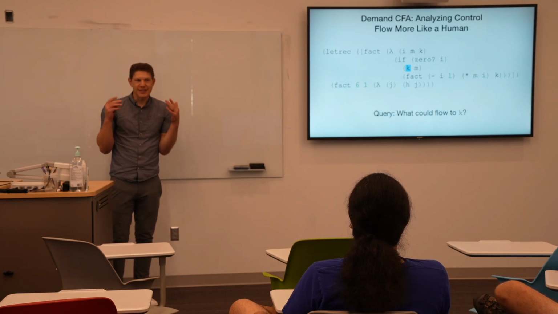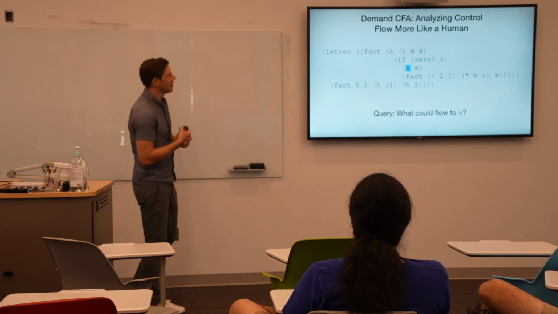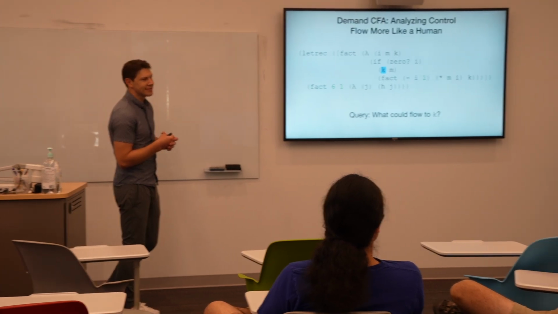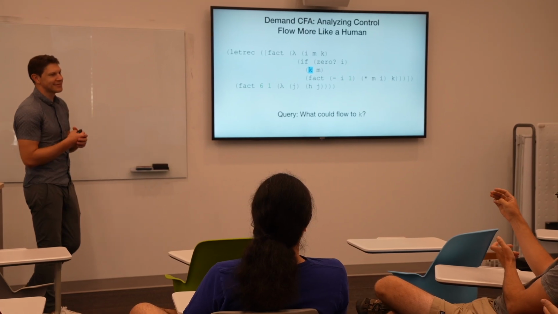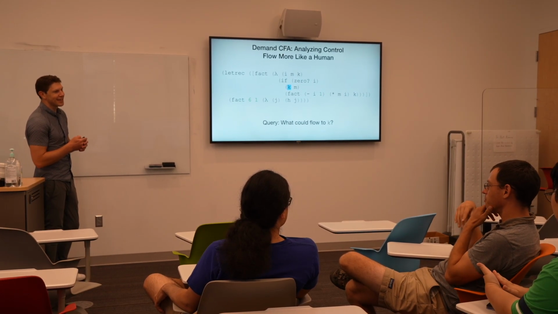Could you give me a step-by-step process of your reasoning? Yeah. So we look at where k is bound, which is in the lambda, and then we see that this lambda is fact, and then we look at all the places where fact is called, and then we say, okay, the third argument to fact is the things that flow to k.